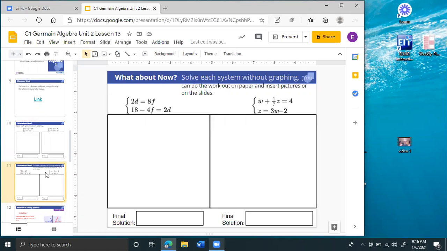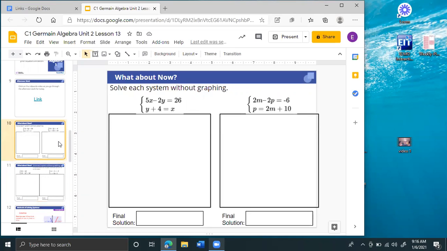And the reason I gave you 20 working minutes is because each one of these is difficult in its own way. Like this one is nice because you have your variable isolated. So this one shouldn't be taking you too much time. This one shouldn't be too hard. The hard ones are on slide number 11.